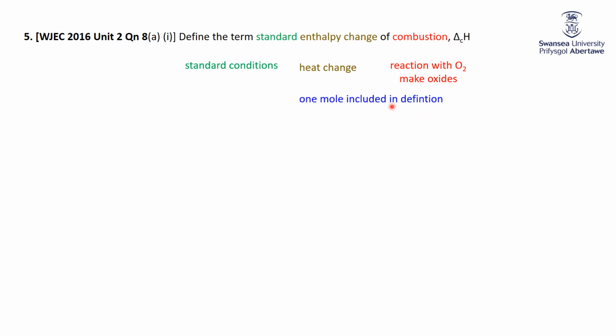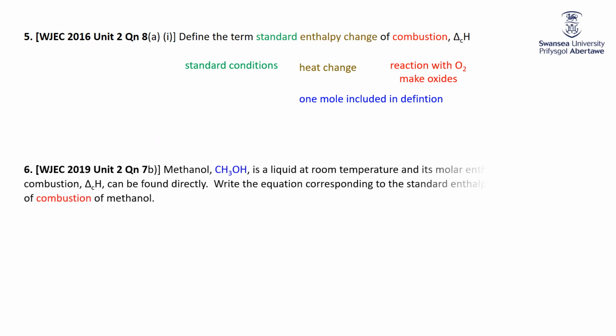Question 5, we're now moving from formation to combustion. Notice here that we don't include that word molar because it is assumed in the definition. So anyway, what's combustion? Combustion is when we react with O2 to make oxides. And of course 1 mole involved in the definition. Thus the heat of combustion is when you take 1 mole of a substance, react it with O2, and the products are the oxides of the atoms within the original molecule.